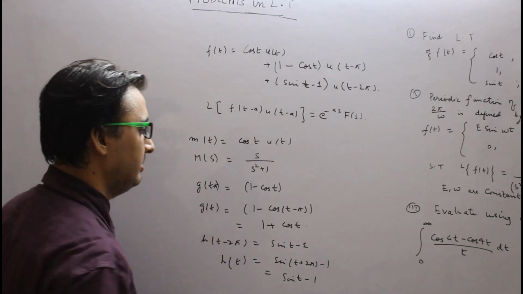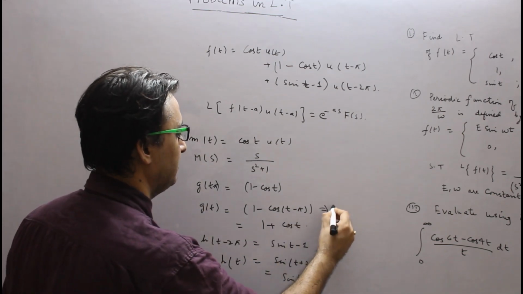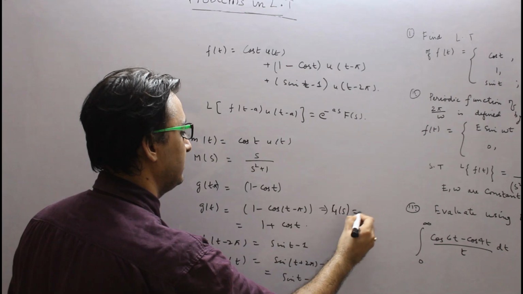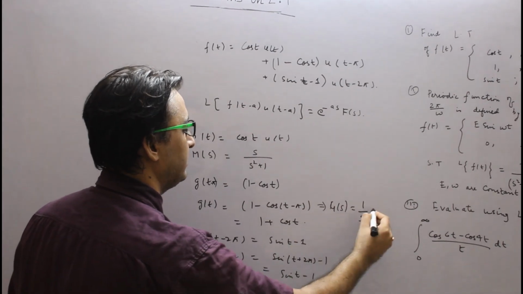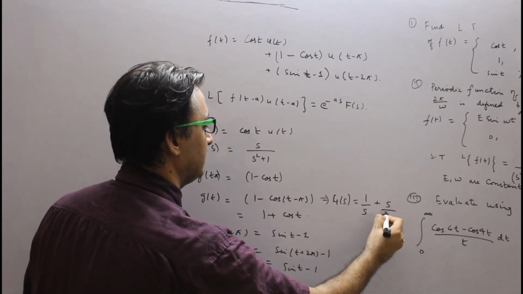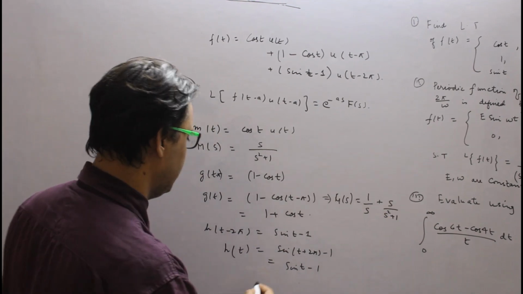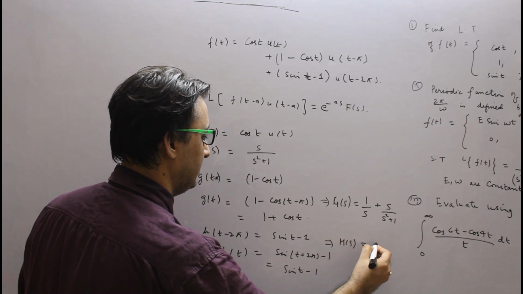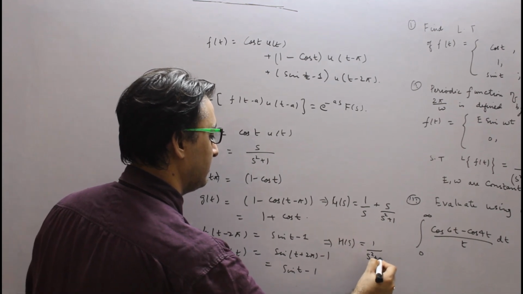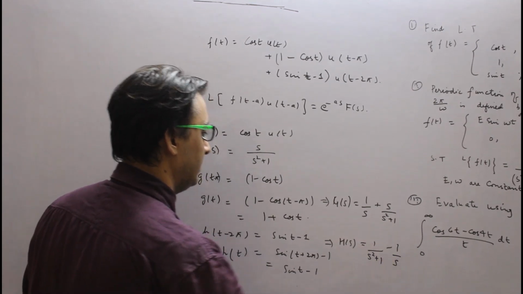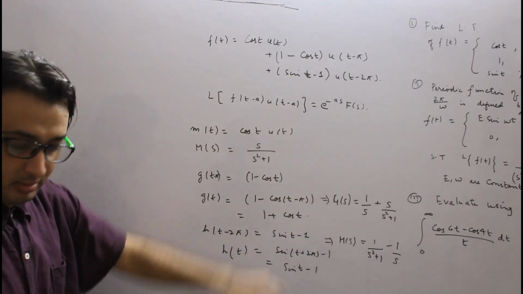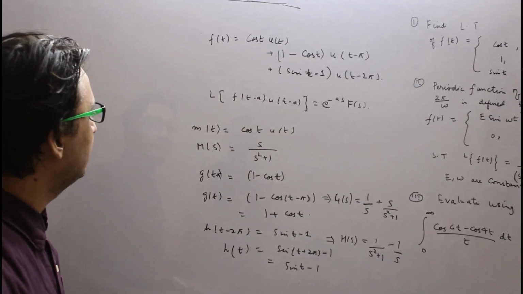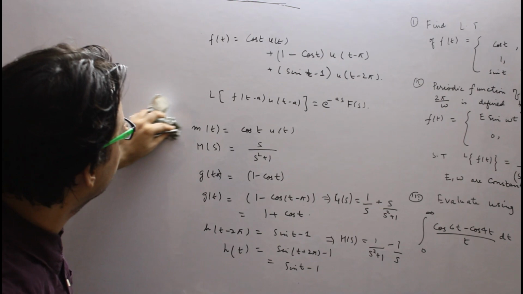So we can take the Laplace transform G(s): the Laplace transform of 1 is 1 by s, plus s by s square plus 1. Similarly for H(s), we can write 1 by s square plus 1 minus 1 by s. So we use this property now and we will write our answer.